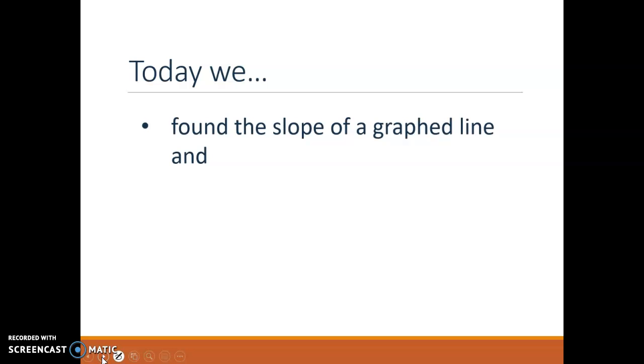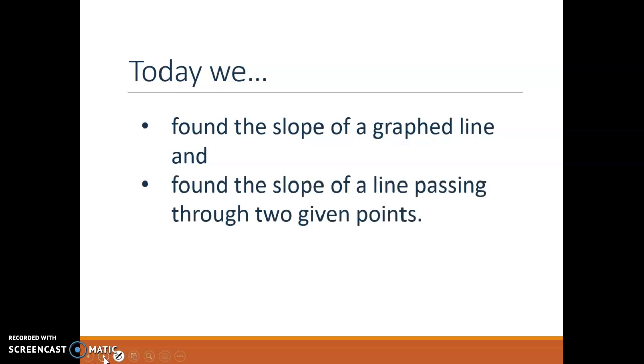All right, guys, today we found the slope of a graphed line, and we also found the slope of a line that wasn't being graphed, passing through 2 given points. And we really worked on making sure you understood this formula for finding the slope: y2 minus y1 over x2 minus x1, and slope is notated with an m. When you see that m and we're talking about linear equations, we are talking about the slope.